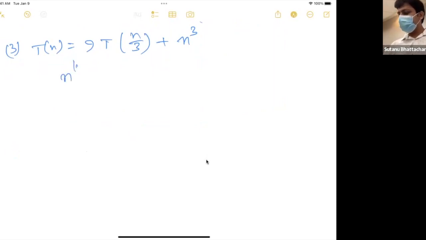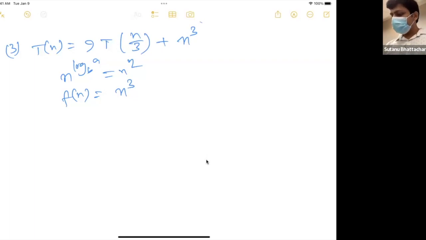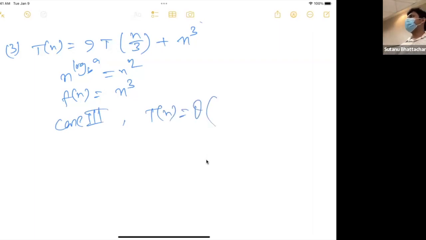Now the third one, I'll change only f of n. So you already know n power log a base b is n square, and f of n equals n cube. Now which case will be applicable? 3, right? Case 3 will be applicable. You can also check whether it is polynomially larger, and the regularity condition; all will hold here. So okay, case 3 will be applicable. So what will be the answer? N cube, right? N cube is larger, so the answer is theta n cube.